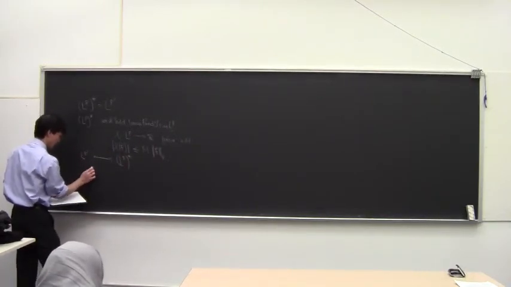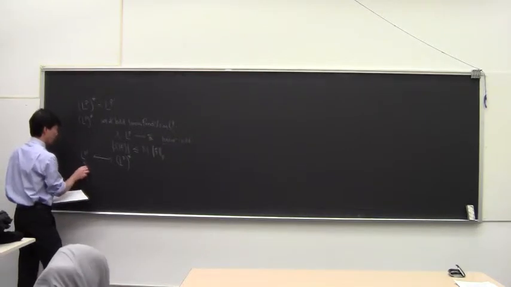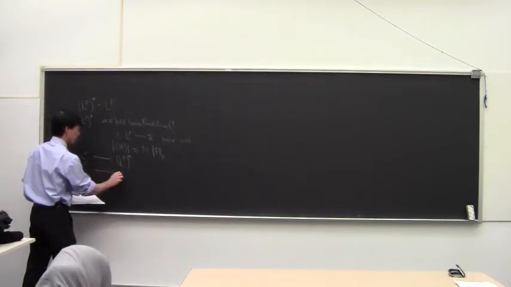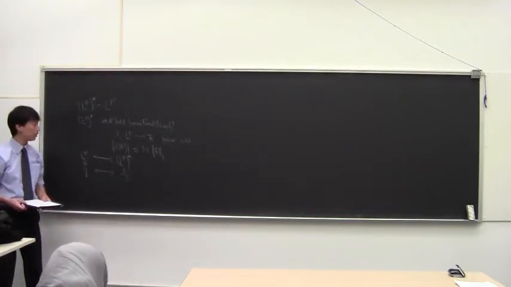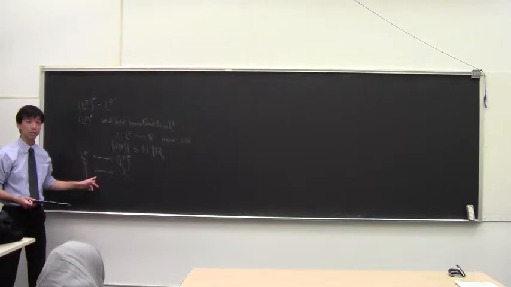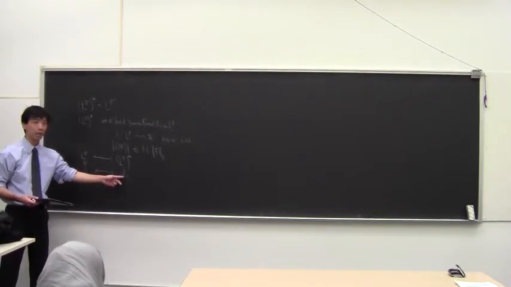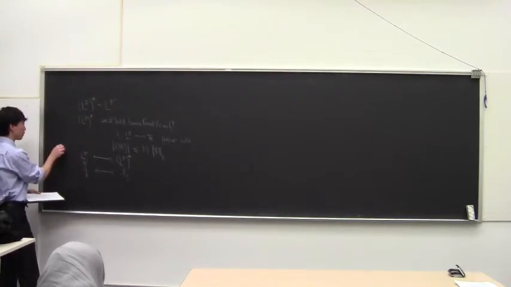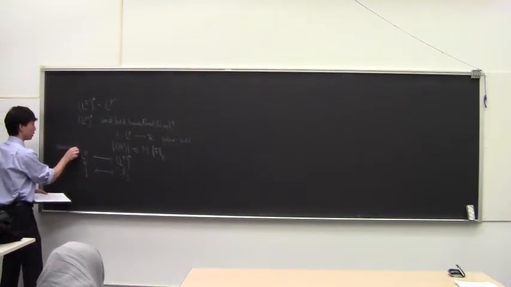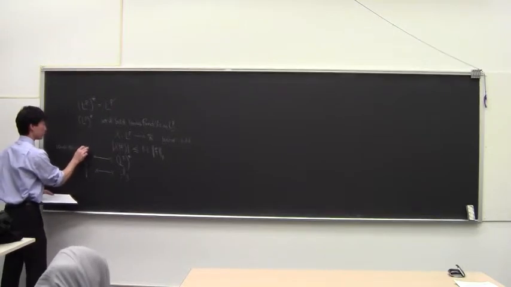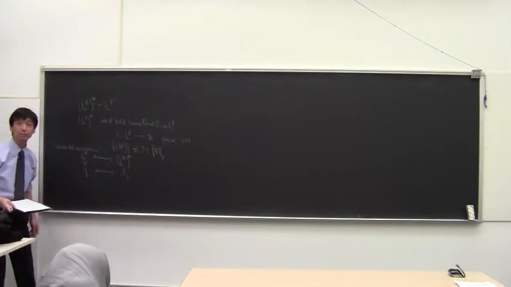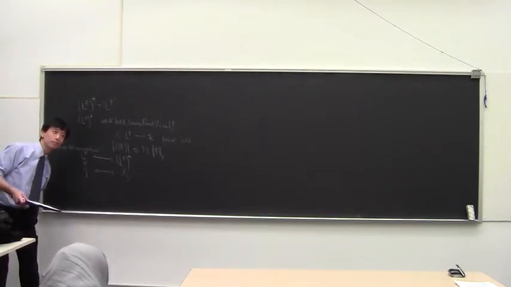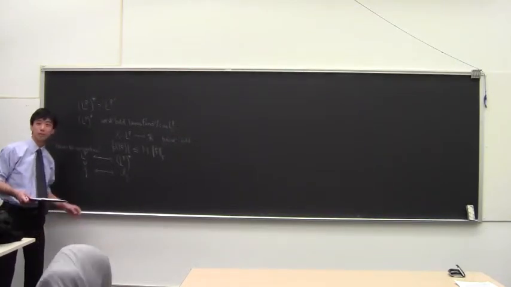So you have some function g in LP prime. That should correspond to some linear functional on LP. What is it? How does one create it? What's the correspondence? Does anyone know?